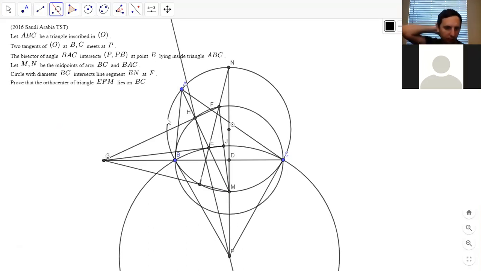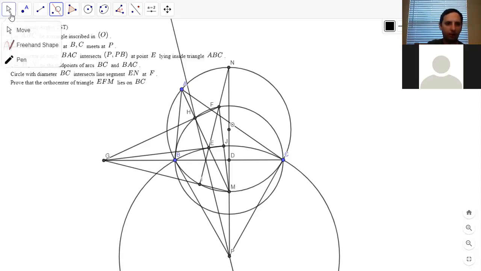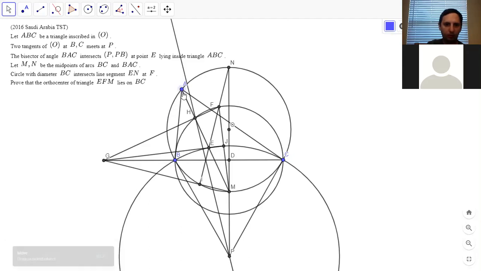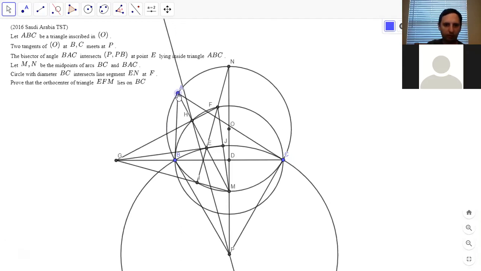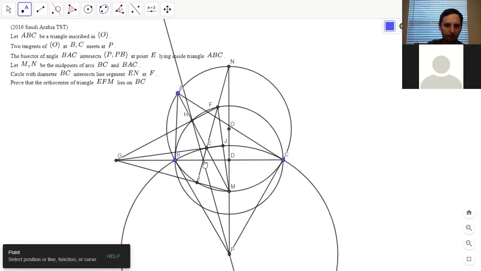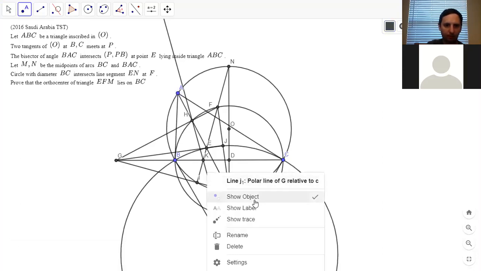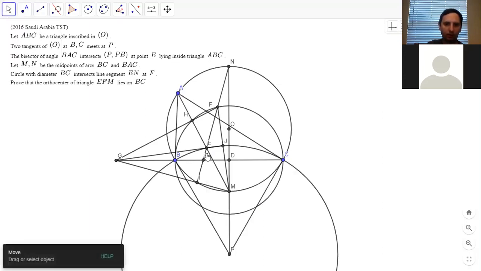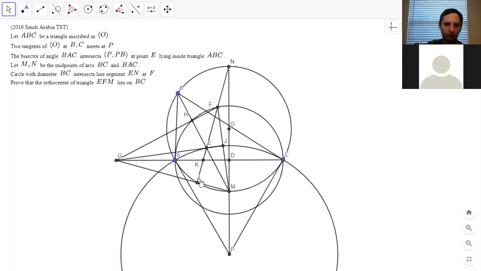Okay, so it looks like H lies on the polar of G. And maybe this point there does too. It looks like there's a point right here. So basically, H, K, and P are collinear, it looks like.